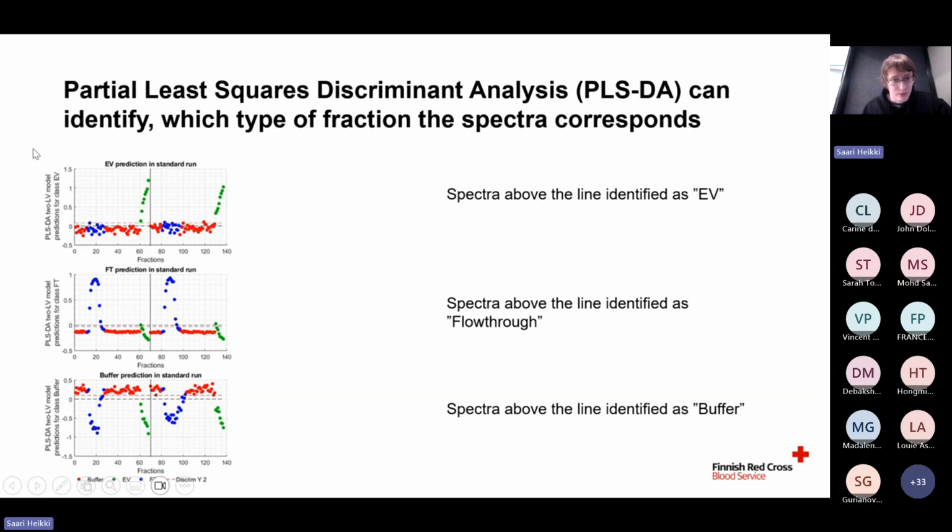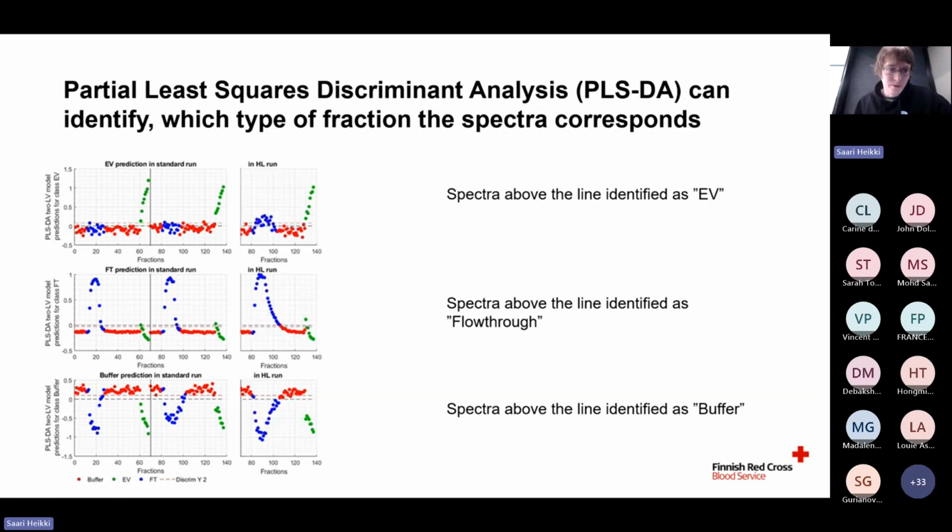So when you look at the high load run, you can see that it also identifies the EV fraction as EVs as it should, but it also seems to identify some of the flow-through fraction as EVs. So this makes sense if you consider that we overloaded the column. Some of the EVs might come out in the flow-through fraction, and this model was able to see that just based on the Raman spectra and the model we used.